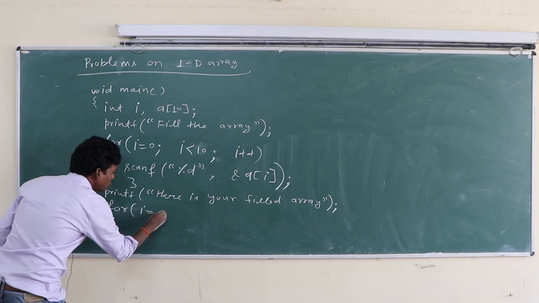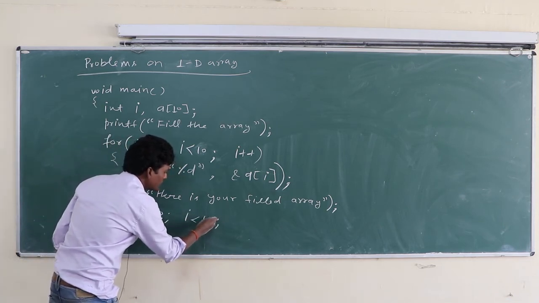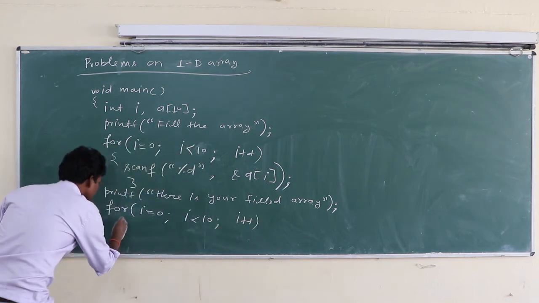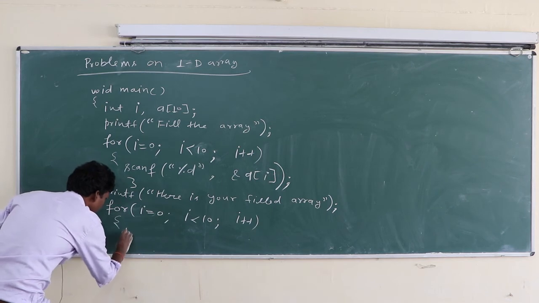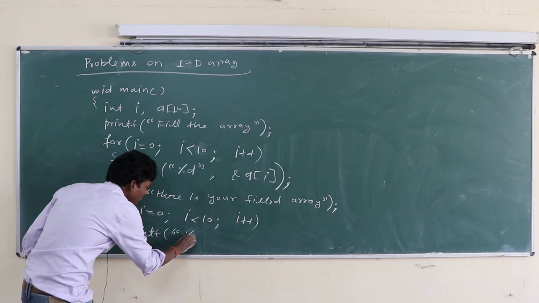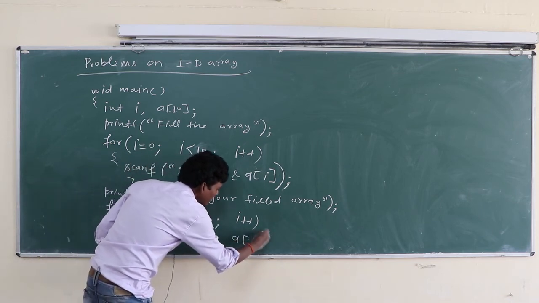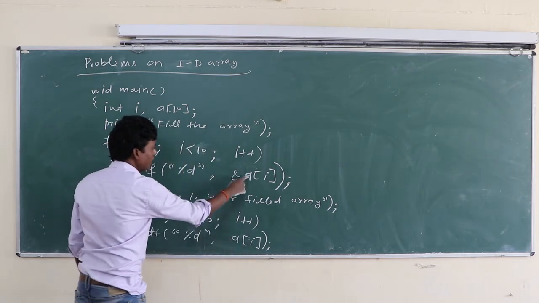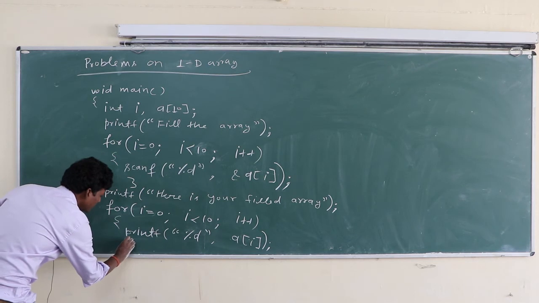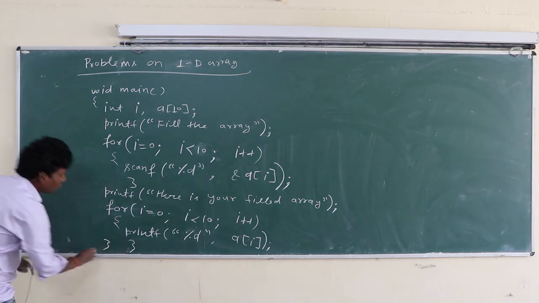for i equal to 0, i is less than 10, i plus plus. Okay class, now you are going to print the array elements. Printf %d, a of i, not ampersand i, a of i. Here it was ampersand a of i in scanf, here it is a of i, because this is the printf. This loop is closed here, main is closed here.